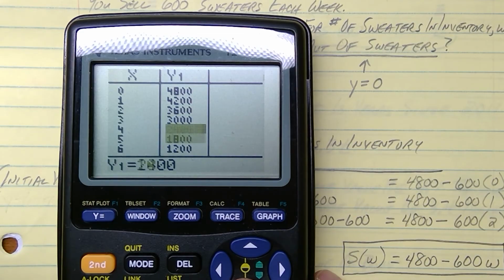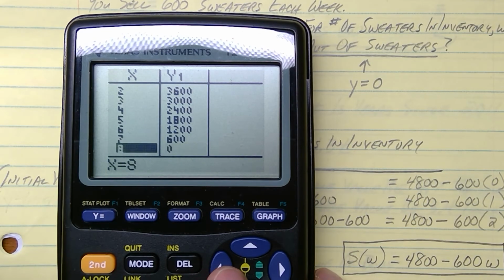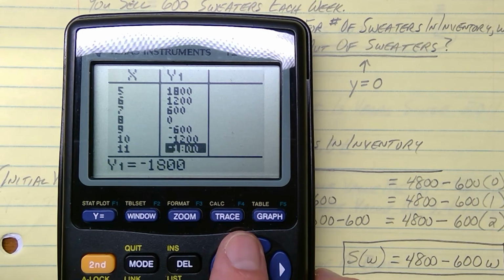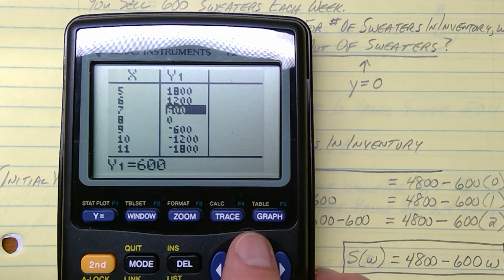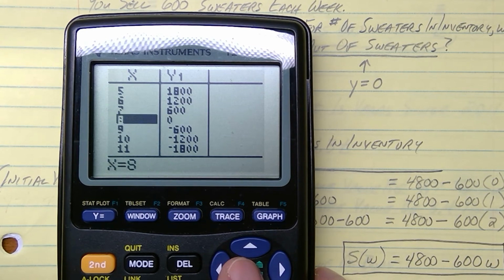It's pretty easy to answer on this problem here. We just scroll down and watch the number of sweaters, and right there, after 8 weeks, I am out of sweaters. Now the table goes further, but those numbers don't make sense to this problem because when you're out, you're out. All right, so we are out of sweaters after 8 weeks.